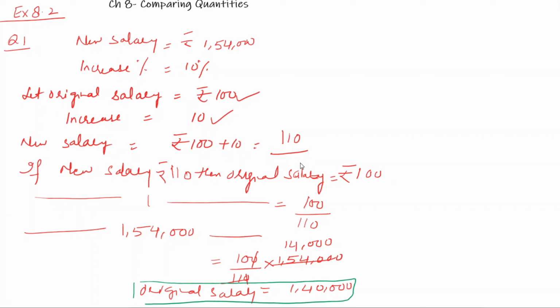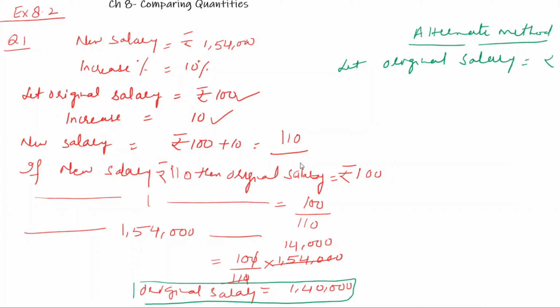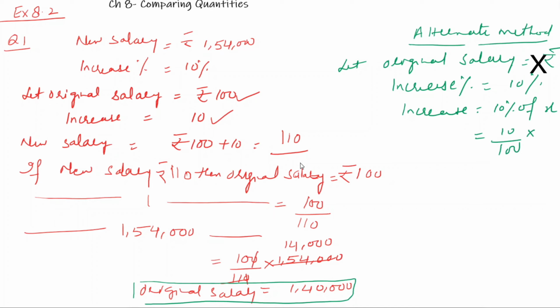Now what is the alternate method of the same question? In the alternate method, we assume the salary. Let original salary be X rupees. We are taking it as X. Increase percent is 10%. So how much is the increase? The increase is 10% of X, that is 10 upon 100 multiplied by X. So this gives us X upon 10. This is the increase.